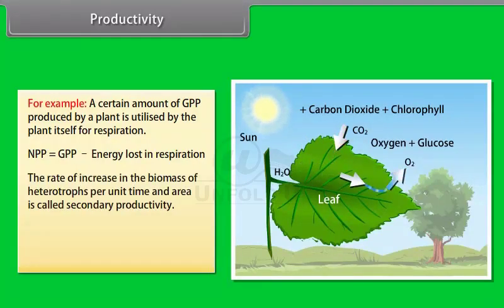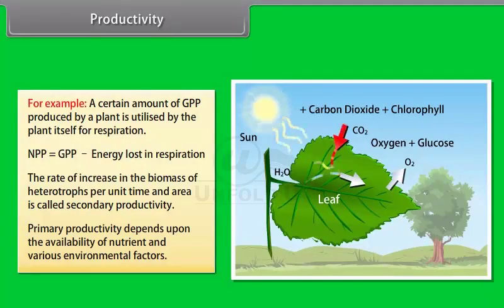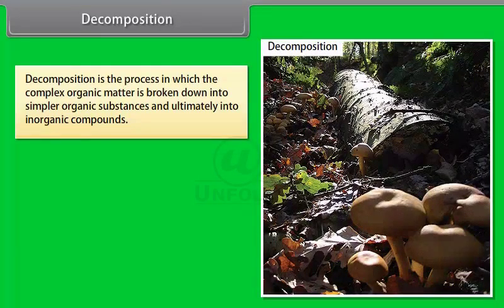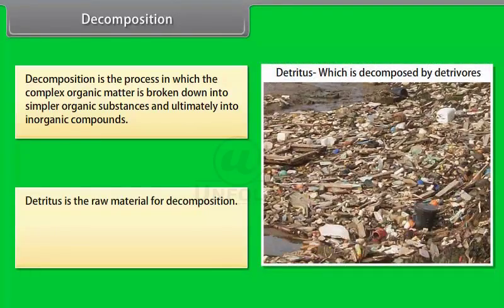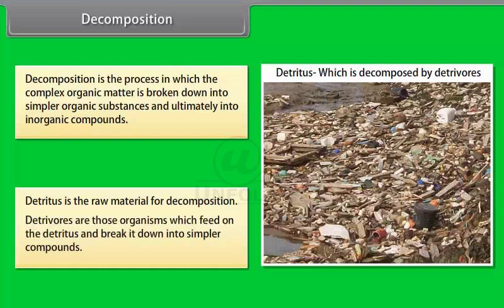The rate of increase in the biomass of heterotrophs per unit time and area is called secondary productivity. Primary productivity depends upon the availability of nutrient and various environmental factors. Decomposition. Decomposition is the process in which the complex organic matter is broken down into simpler organic substances and ultimately into inorganic compounds. Detritus is the raw material for decomposition. Detritivores are those organisms which feed on the detritus and break it down into simpler compounds.